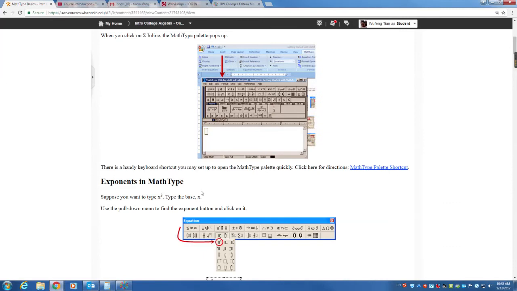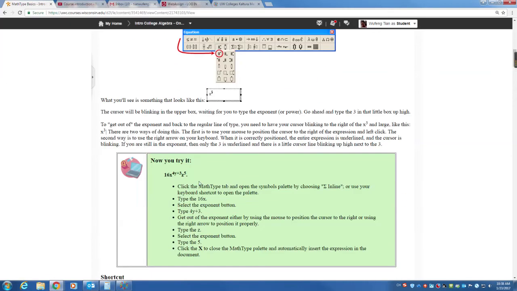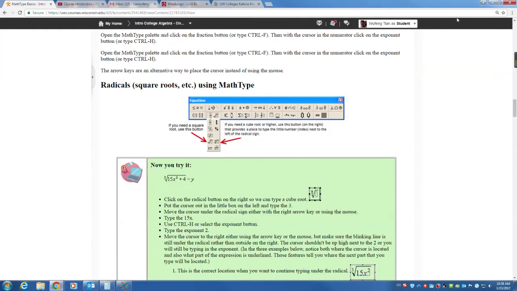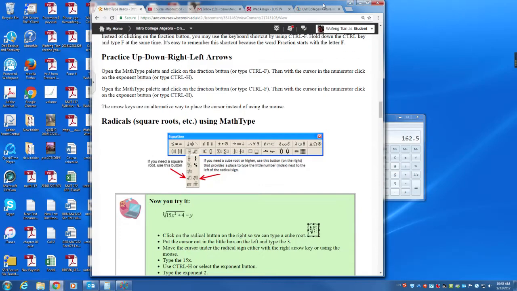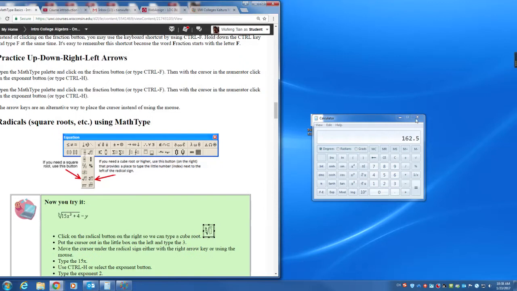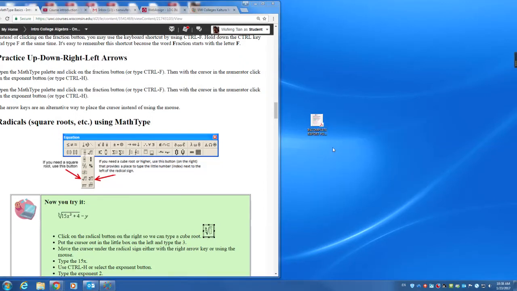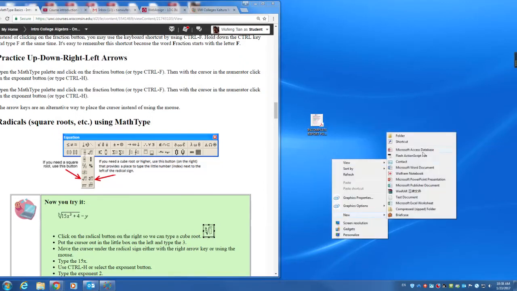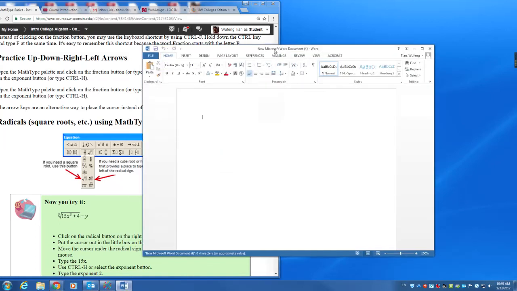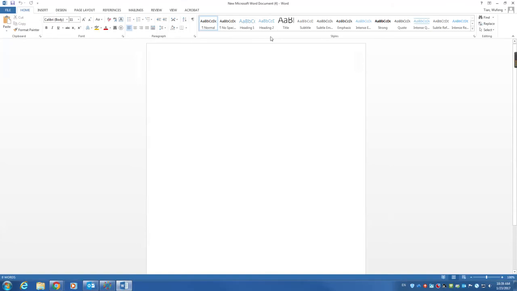This is MathType. You don't have to install the software to do this. Okay, you don't really have to use the software. Let me show you how you can do that. Basically, what you can do is open a new document. So here, this is Word, 2016 or 2013, whatever version of Word document you have.